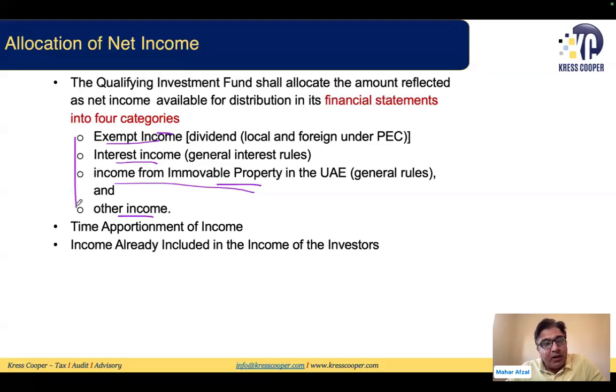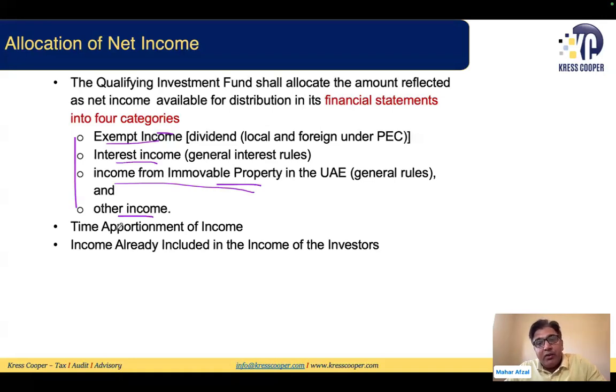Out of this income, expenses need to be deducted. Net income should be apportioned among the different persons who are the investors. On time apportionment of income, there is a chance that the tax period for the investor is different from the tax period for the fund. It has been written in the guide that for the period in which the tax period of the fund is ending, they need to classify the income on a proportionate time basis. How much of the period falls under the respective income category of the investor, they need to apportion the income on a proportionate basis.